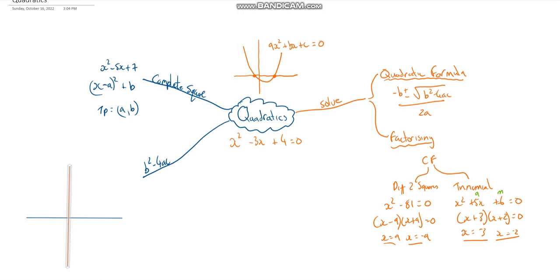So let's say we've got, I'll draw three curves. I'll draw this curve in blue. That's got two solutions. I'll draw this curve in green. That's got one solution. And I'll do this one in orange. This one has no solutions. So the blue one, b squared minus 4ac is greater than 0. That has got two real roots.